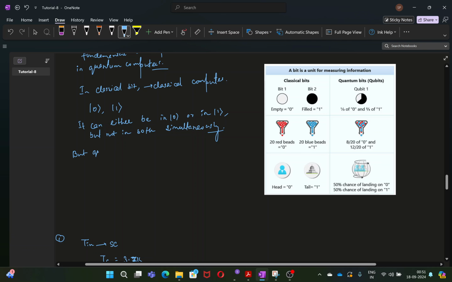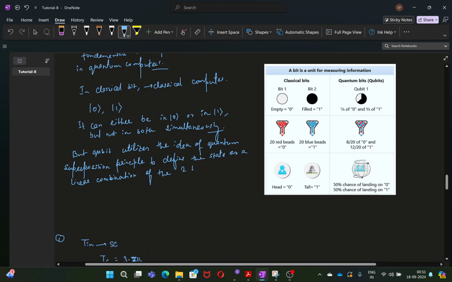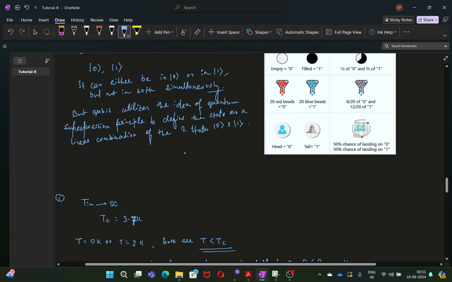But a qubit utilizes the idea of the quantum superposition principle to define the state as a linear combination of the two states 0 and 1. So we can use this 0 and 1 state as a z-axis basis state.